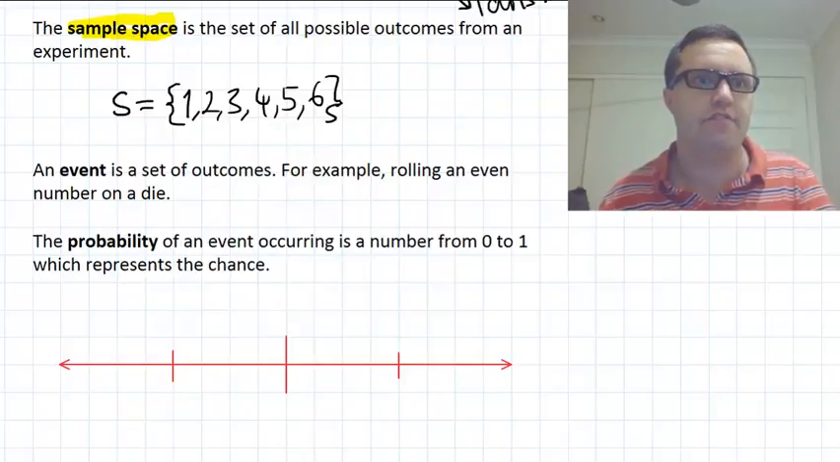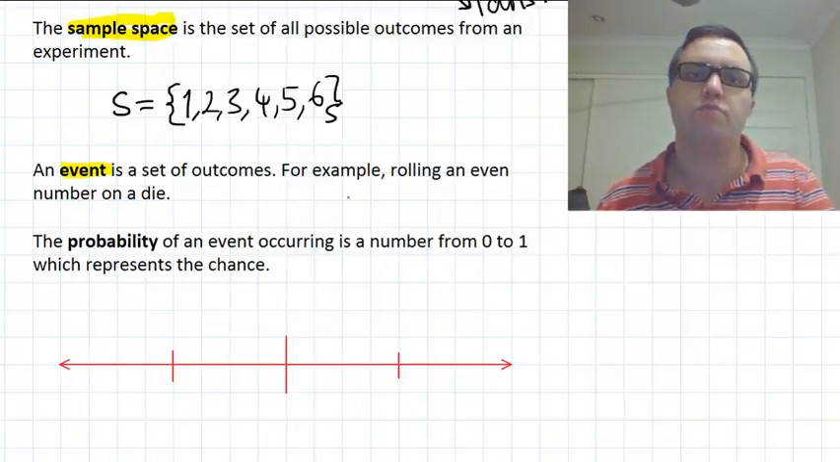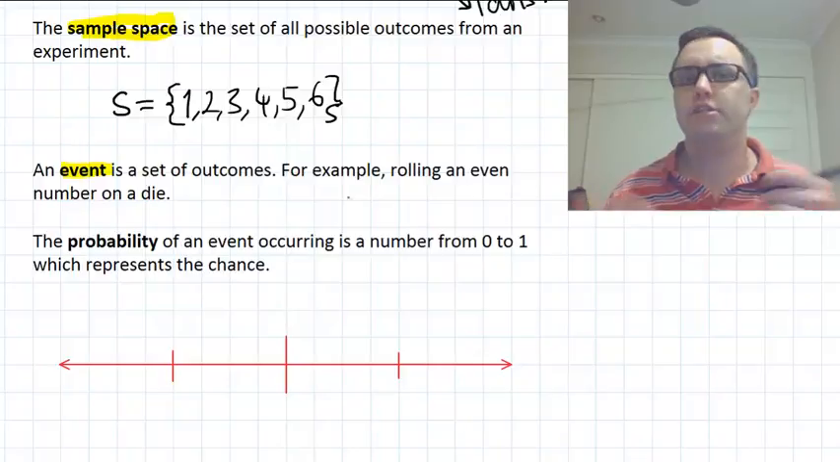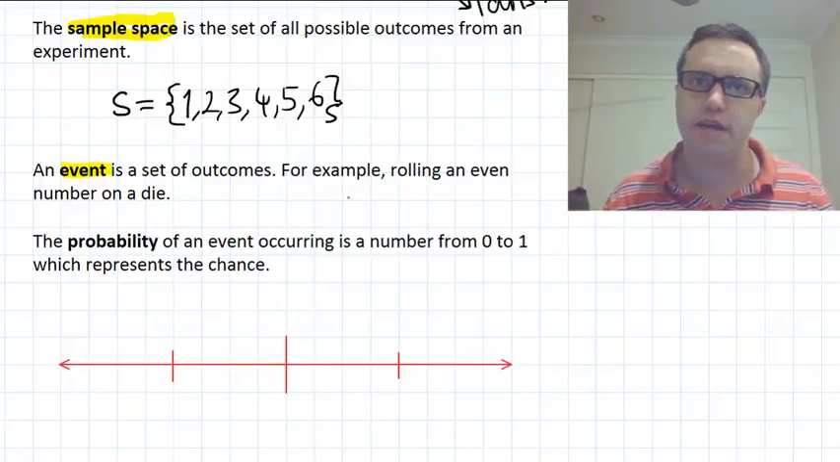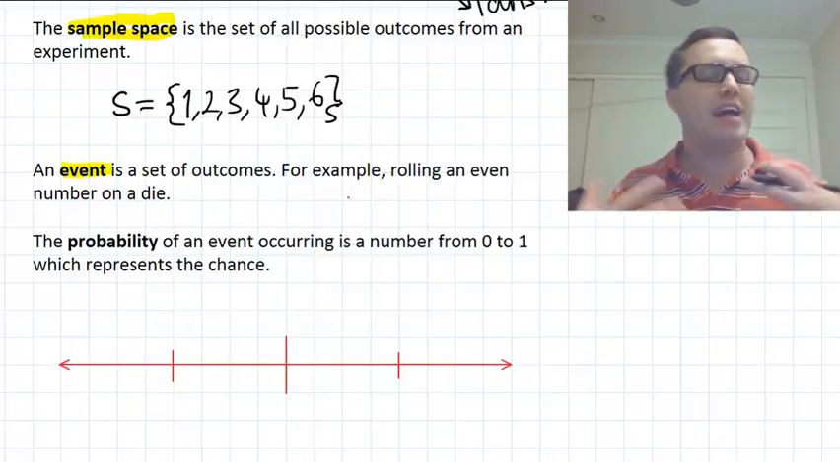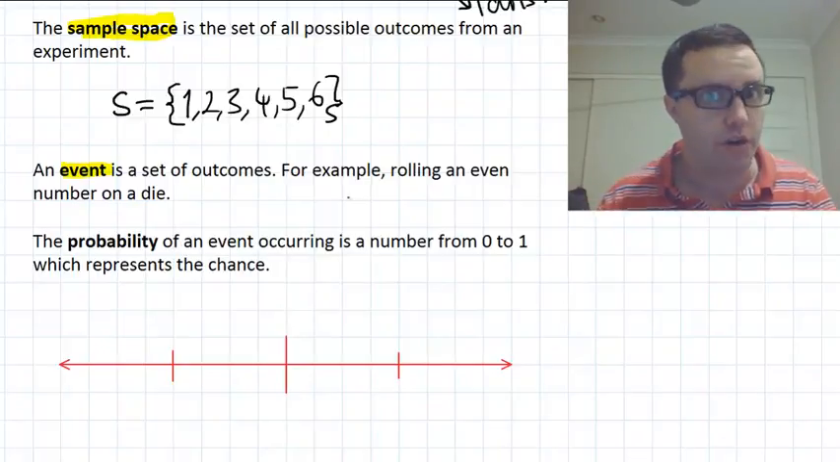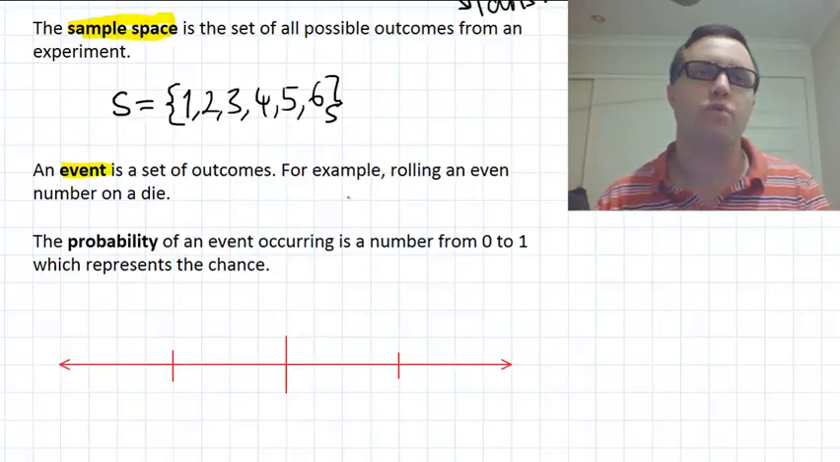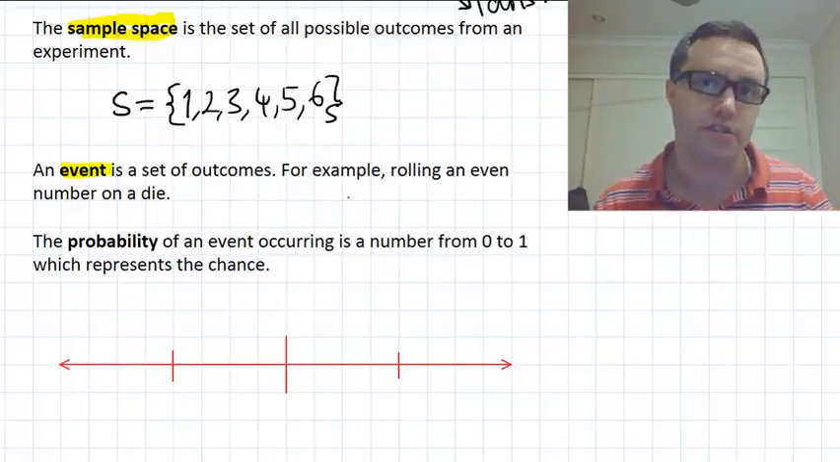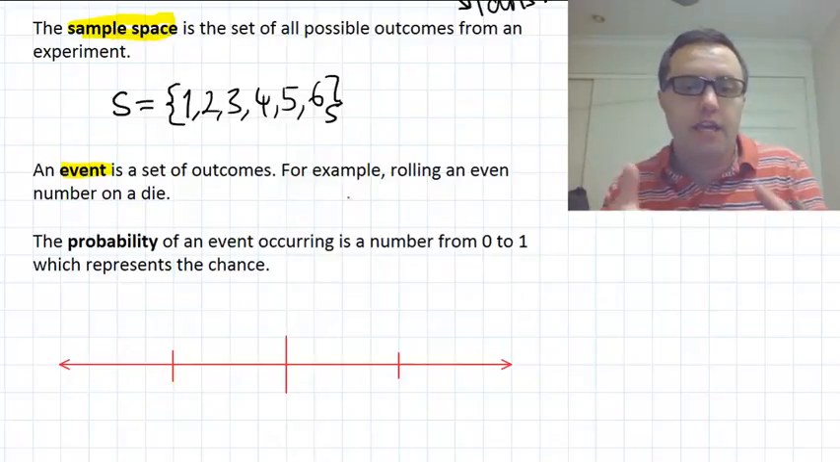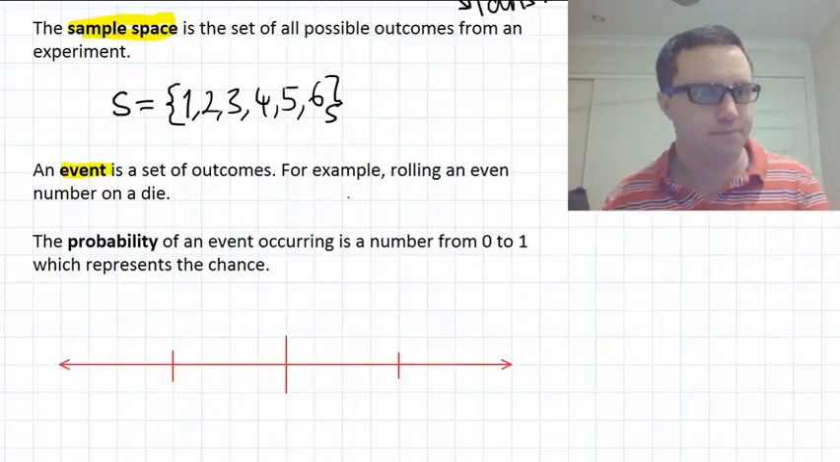Now, an event is a set of outcomes. This is a little bit technical again. For example, rolling an even number on a die is an event. Or rolling a 2, that would be an event as well. That's usually the thing you're going to test. What is the probability of this event occurring? Or sometimes, what's the probability that this event doesn't occur? So sometimes it's both ways of looking at it, but the event is the thing you're going to be looking for.